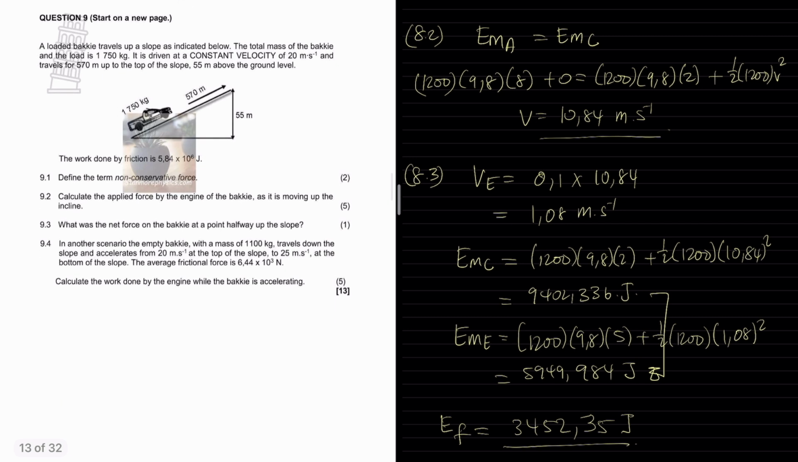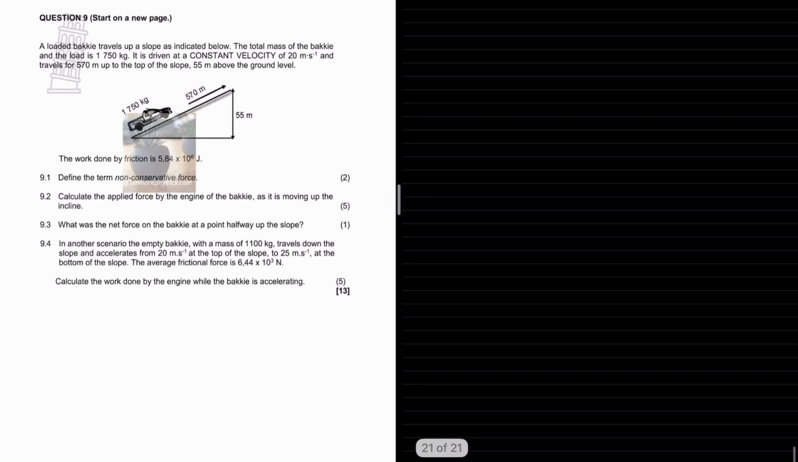Okay, let's take a look at question 9. Question 9 says a loaded bucky travels up a slope as indicated below. The total mass of the bucky and the load is 1750 kilograms. It is driven at a constant velocity of 20 meters per second and travels for 570 meters up the slope, 55 meters above the ground. The work done by friction is 5.84 times 10 to the power 6 joules.